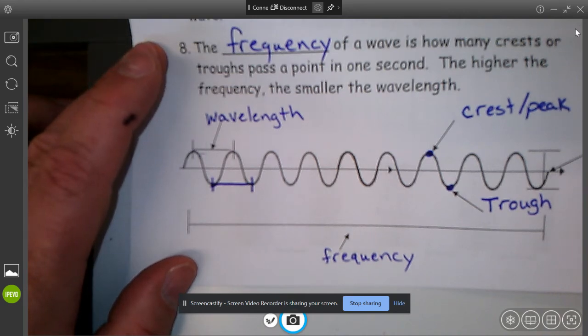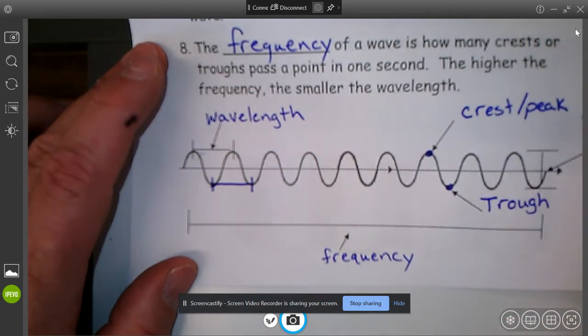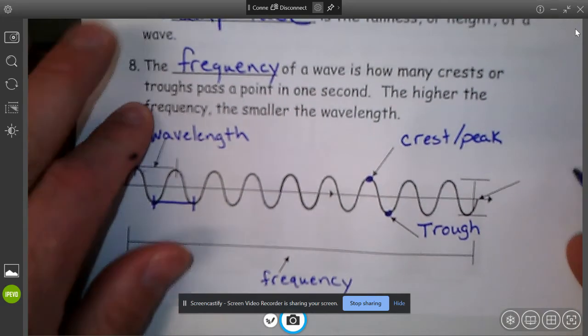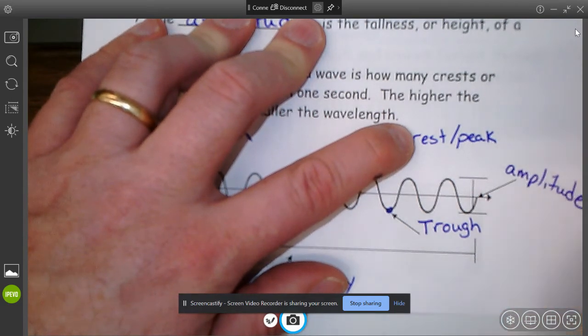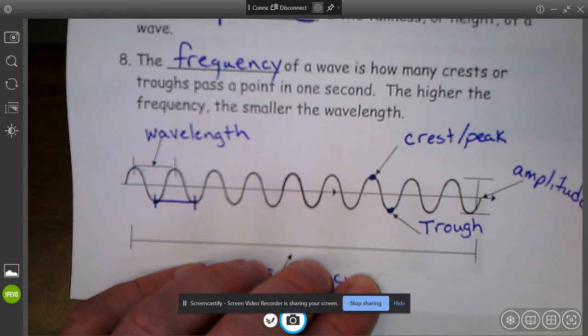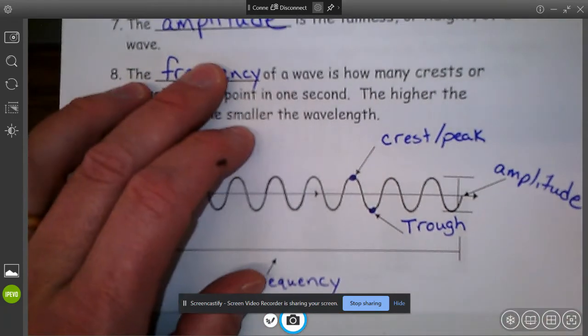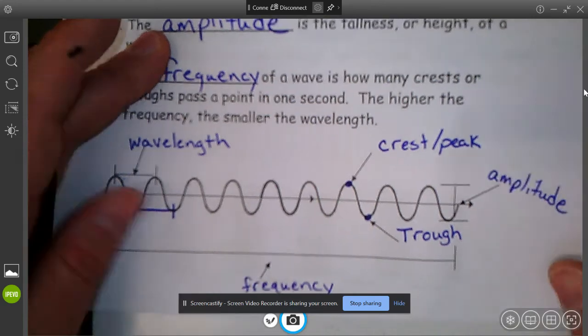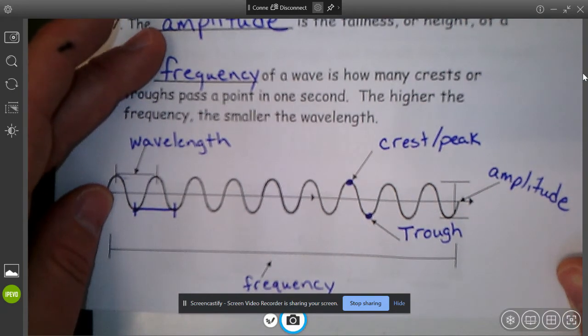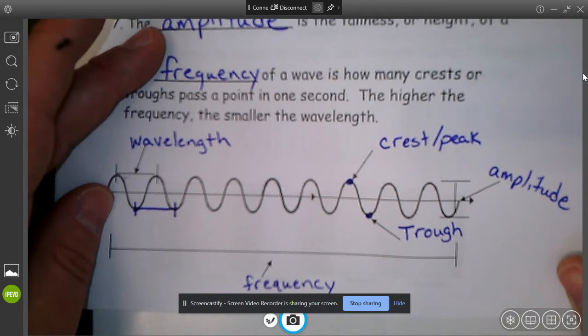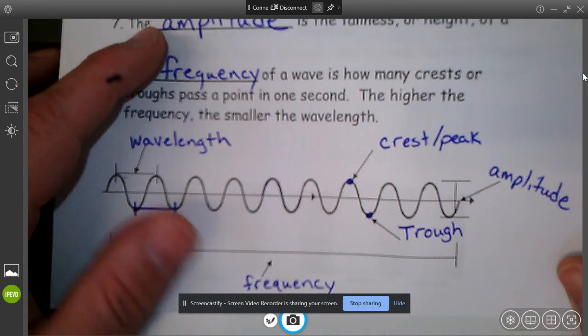So those are the main parts of a wave. Wavelength, crest, trough, and then over here is going to be the amplitude, the height. So this is showing how tall the wave is, and we call that the amplitude. Normally, if I have you label a wave like this, I won't include frequency. It'll be the wavelength, the crest, the amplitude, and the trough. And you don't need to write crest and peak both. You usually just write crest. Okay, let's go to our next page.